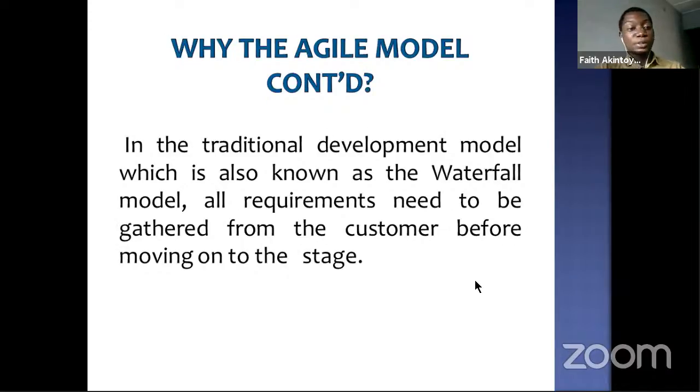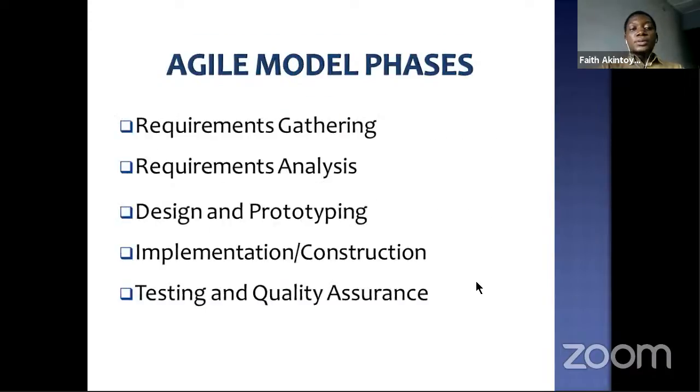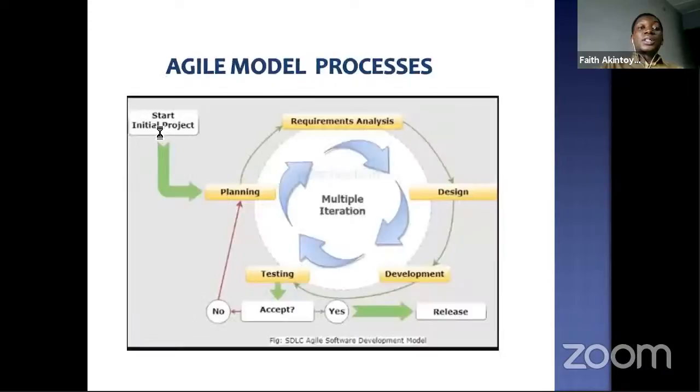So in the traditional development model, also known as the waterfall model, all requirements need to be gathered from the customer before moving on to the next stage, which is the design stage, and the rest. Right. So now these are the phases in the Agile model. As I mentioned earlier, it's an iterative process until you reach the desired results. These phases cannot end. So: requirements gathering from the user, then requirements analysis, design and prototyping, implementation and construction, testing and quality assurance. So now this is the process.